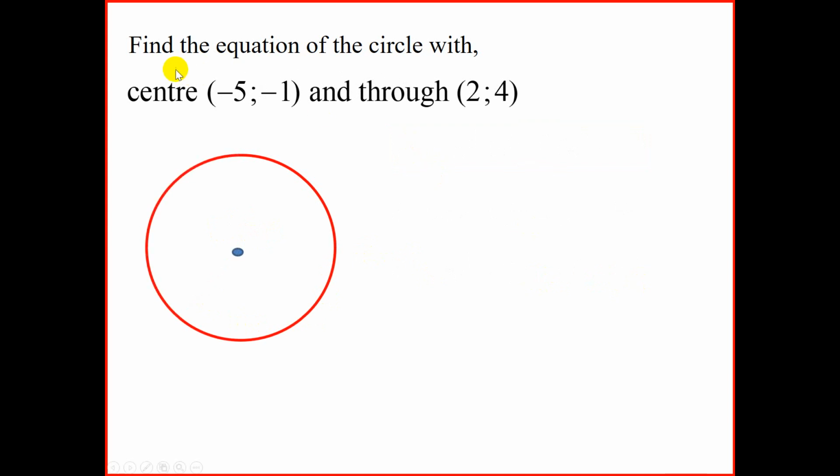Let's look at the next question. Find the equation of the circle with center (-5, -1) and passing through a point (2, 4). You don't need to draw a diagram for these, but I think the visual does help us to a certain extent. There's our center (-5, -1), and we have a random point (2, 4) on the circle.